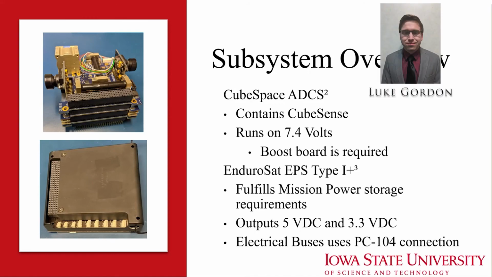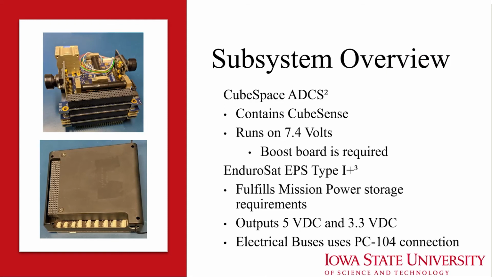Hello, my name is Luke Gordon, and I have been a team lead for the mission analysis and structures teams on the CySat project, and we will now overview the subsystems. The attitude determination and control system, shown in the upper image, is from CubeSpace. It contains CubeSense, which is 2 CMOS-based sun and earth sensors, along with 5 sun sensors and a magnetometer sensor. It runs on 7.4 volts, thus requiring a boost board with the current electronic power system.